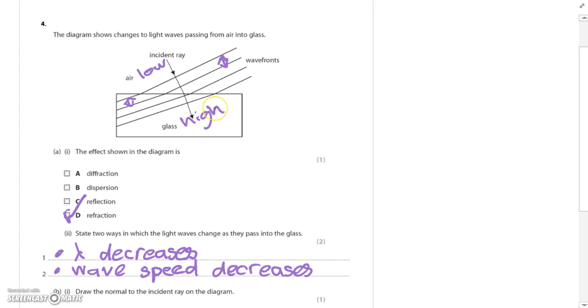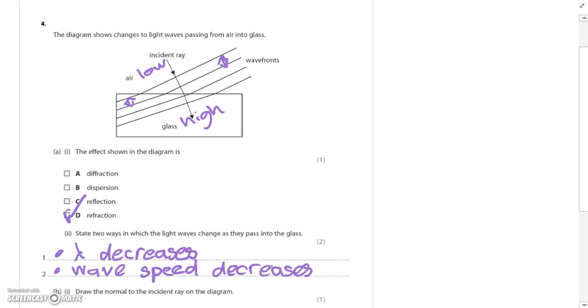The second thing that you can see here is that air has got a low optical density, and that means that waves are going to travel faster than in glass, which has got a high optical density. So the second thing that you could have said there is that the wave speed decreases. Again, it's not enough to say that the wave speed changes. You have to say how it changes, and it's that the wave speed decreases.